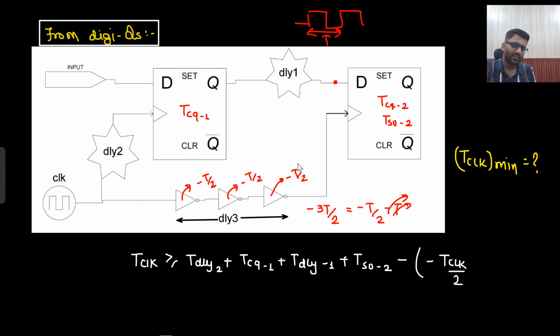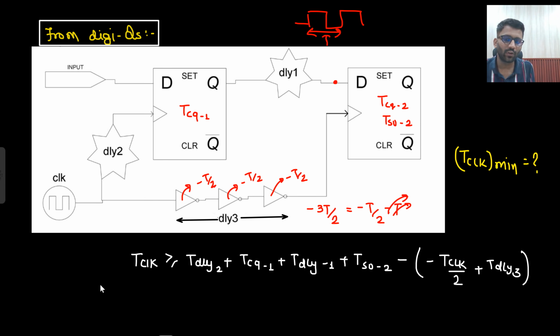So here this minus t by 2 is coming from the analogy, along with that it is having the delay of t dl by 3. So this total delay is t dl by 3 minus t clock by 2. The total delay, this is giving me a delay of minus t by 2, along with that it is giving me a delay of t dl by 3 as well. So that's the complete equation.